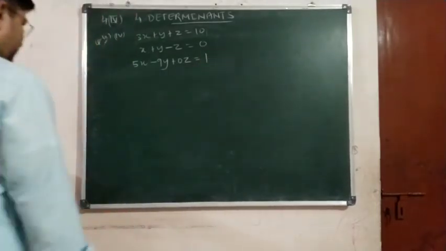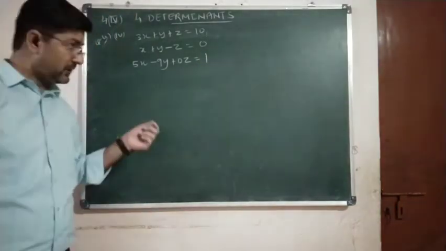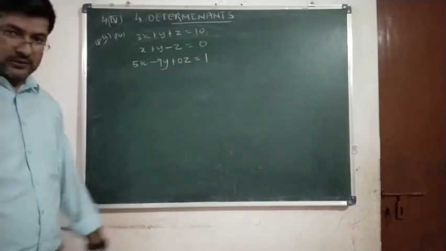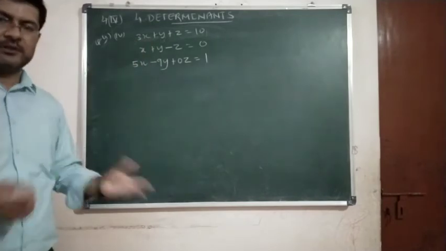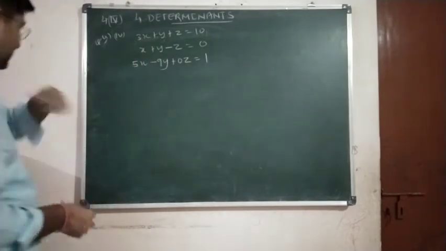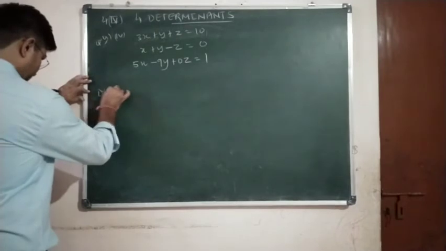Okay, so we got the three equations. If any variable term is missing, you can take it like this only. Suppose if z is missing, we have taken 0 into z. Similarly, if x is missing, you can take 0 into x. Clear? Okay, now we will find out the determinant d.